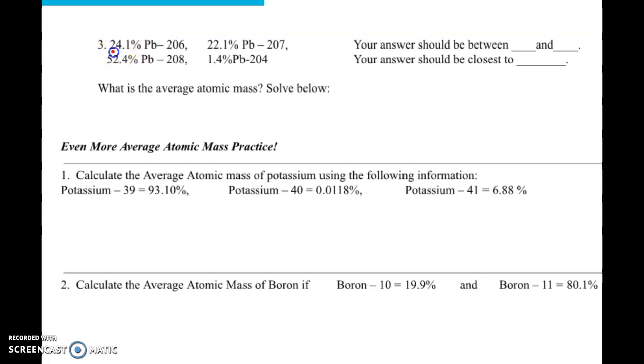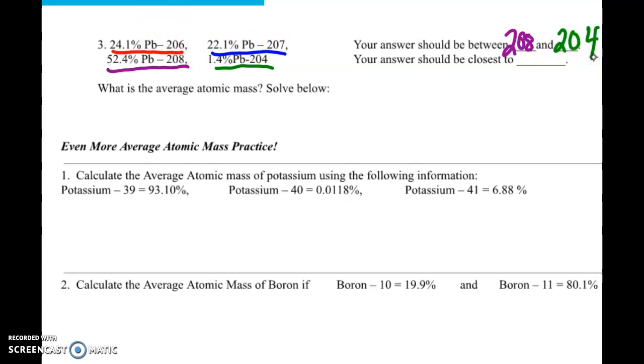So we have lead-206, lead-207, lead-208, and also lead-204. So the highest number we saw there was 208. It's going to be the upper limit. And the smallest number we saw there was 204. That's going to be my lower limit.